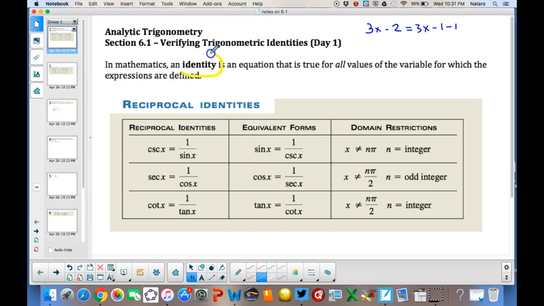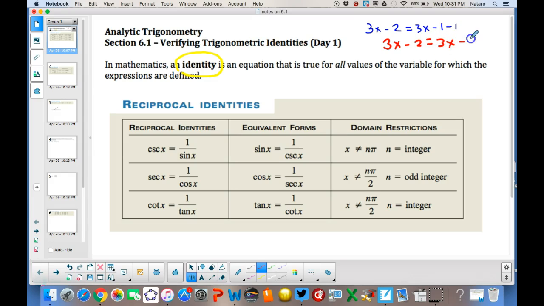An identity is an equation that's true for all values of the variable for which the equations or the expressions are defined. So let's think back to Algebra 2 for a minute and think about solving an equation like this one I have up here in the upper right-hand corner. Well, if I was going to solve this equation, I'd probably combine like terms and I would get 3x minus 2 equals 3x minus 2.